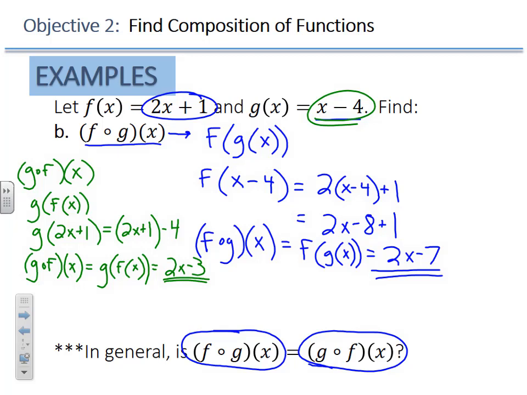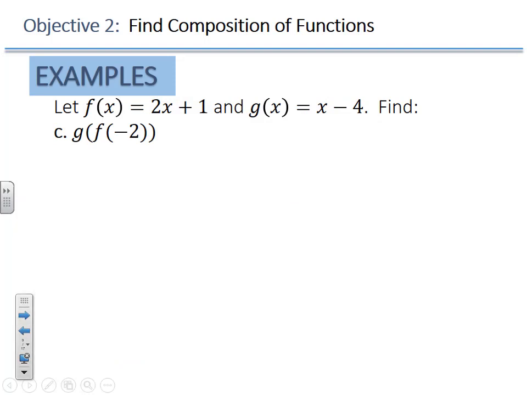No, they're not the same. In general, we can't switch the order of f and g. That is to say, this operation is not commutative. They are not generally the same thing. So with that in mind, let's do one more problem.